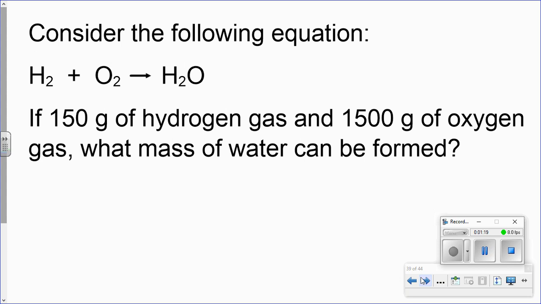We have a reaction of H2 plus O2 yields H2O. And it says I have 150 grams of hydrogen and 1,500 grams of oxygen gas. What mass of water can be formed? So before you start here and say, oh, you only have 150 grams of this, it must be your limiting reactant. This is definitely the smaller amount. And 1,500 grams of oxygen, well, that's definitely the most.